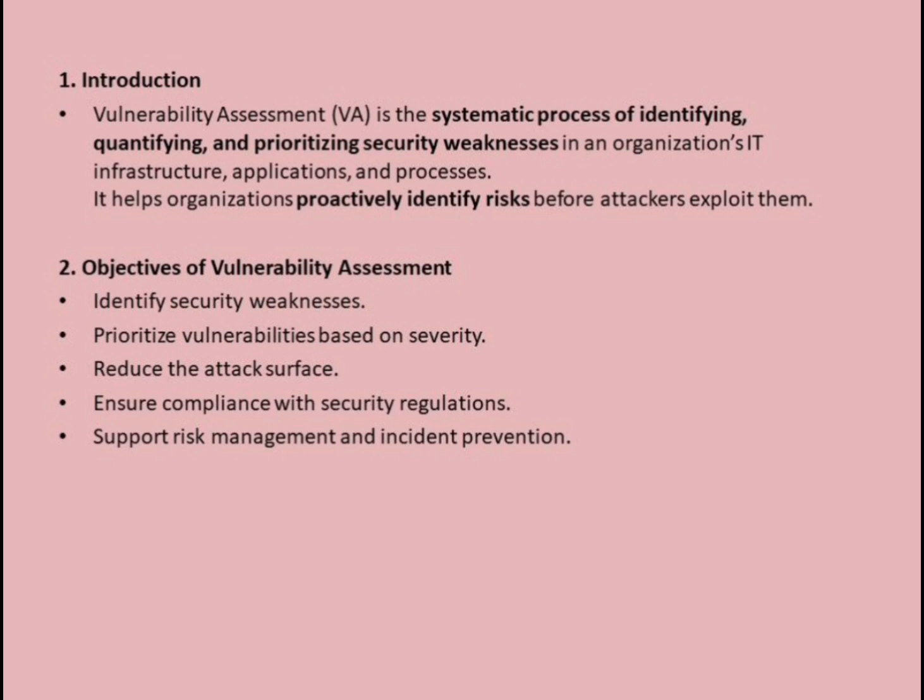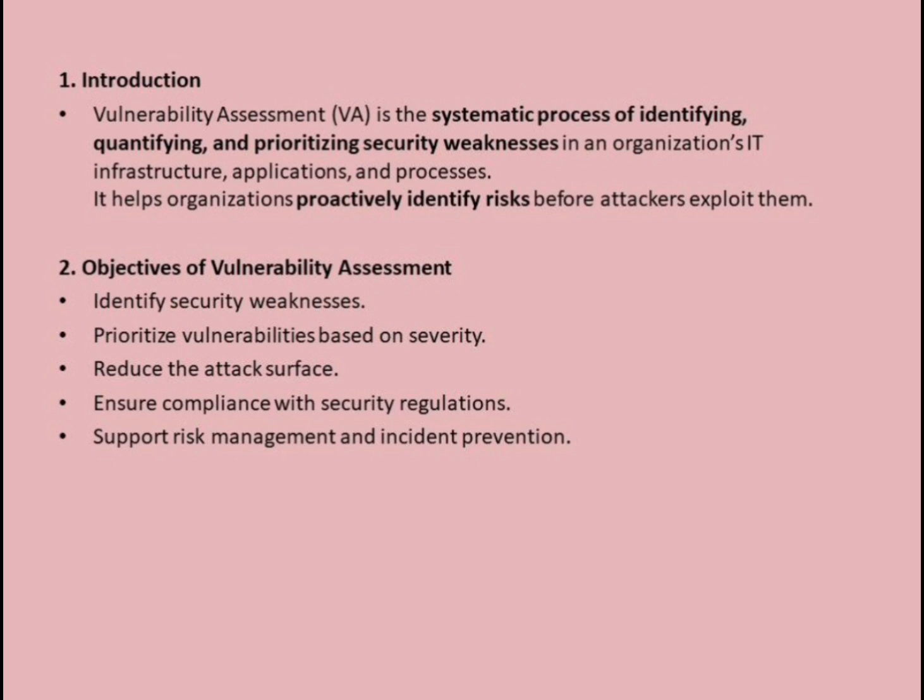Prioritize vulnerabilities based on severity. Not all vulnerabilities have the same impact. Some are low risk, like minor misconfigurations, while others are high risk, like a critical flaw in an online payment gateway. VA tools often give a severity score so that organizations know which issues need immediate attention. Example: if a system has 50 vulnerabilities, but one of them allows full system control, that issue must be fixed first.